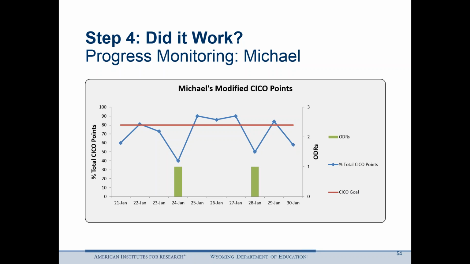After 2 weeks, the team reconvenes. The data indicate that Michael met his check-in, check-out goal on 5 of 10 days. He received 2 ODRs during that time. Michael is making some progress and is now meeting his check-in, check-out goal 50% of the time. Do you think the intensification strategy is working? What should the team do next?